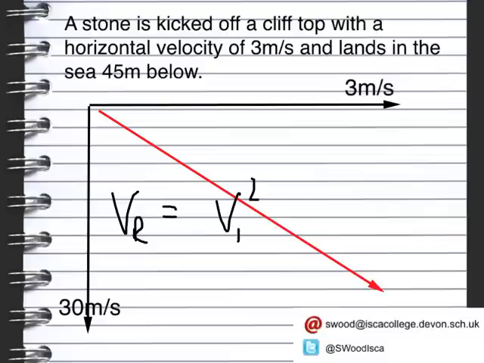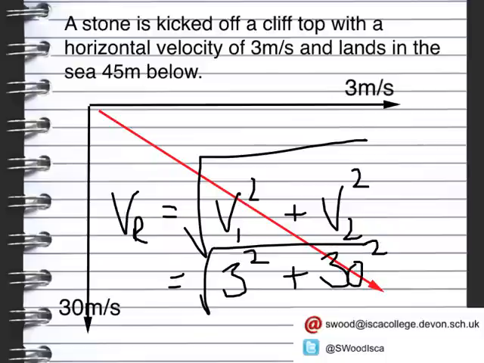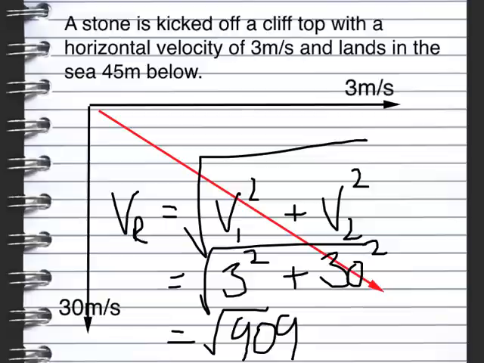V1 squared plus V2 squared, and we square root that. So we've got 3 squared plus 30 squared, and we square root that. That gives us the square root of 909, which gives us our resultant velocity of 30.1 meters per second. Okay, so we have done quite a bit of maths here.